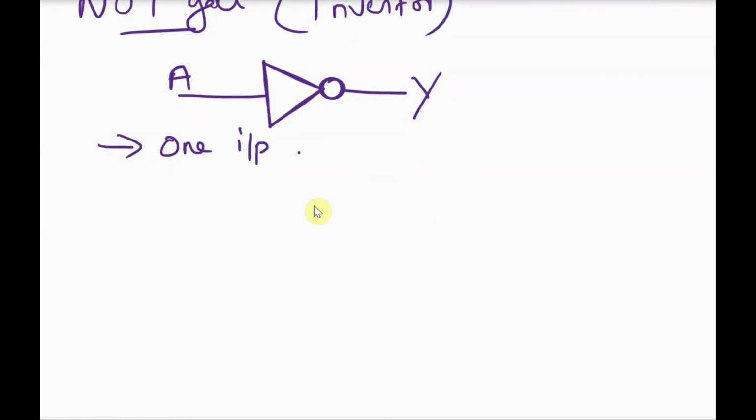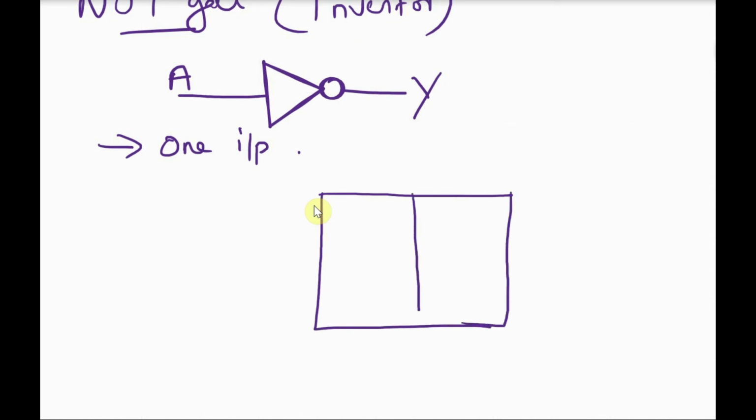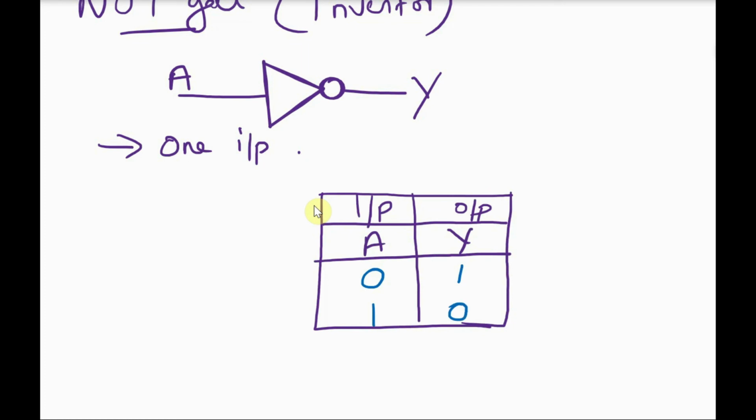Next, we will see the truth table for the NOT gate. The truth table again shows the relation between input and output. We have input as A and output as Y. A can be either 0 or 1. So, what will be the output? It is NOT gate or inverter, so output will be the opposite of input. If A is 0, output is 1. If input is 1, output is 0.